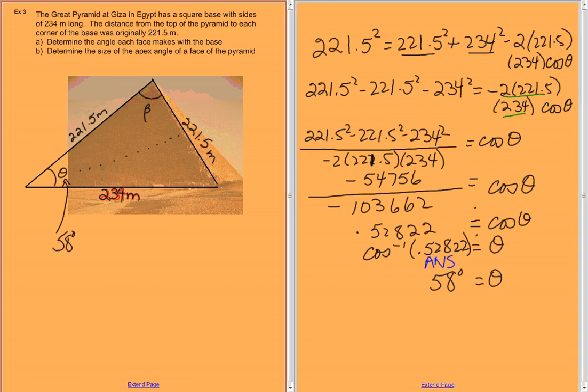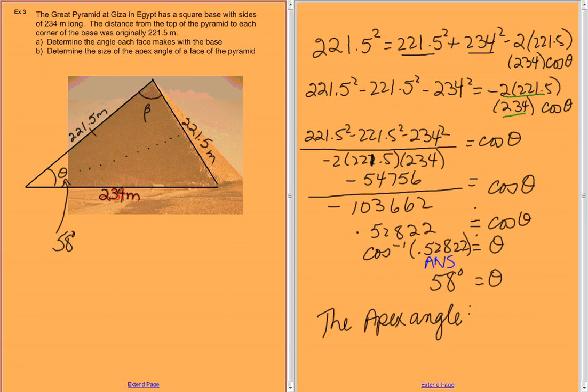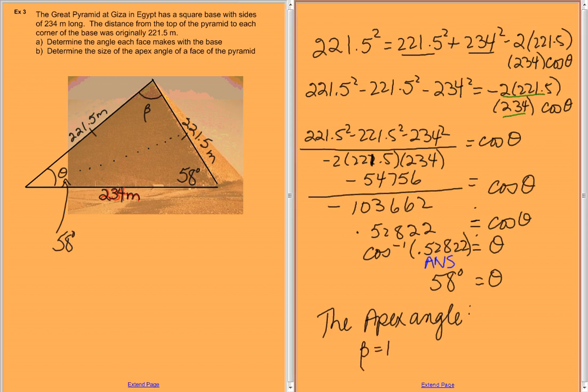The other angle that we're asked for is the apex angle, beta. And I don't have to do anything fancy with this. I know that my triangle is going to add up to 180 degrees, and I know that I have an isosceles triangle. So if I have 58 degrees in the one corner, I have 58 degrees in the other corner. So I can find my apex angle by subtracting from 180. 180 subtract the two 58s is my apex angle. And it is 64 degrees.